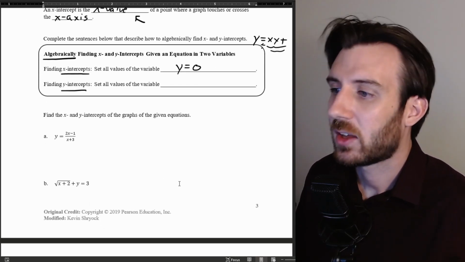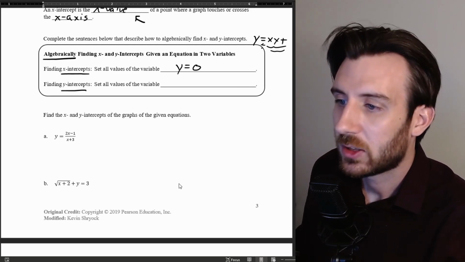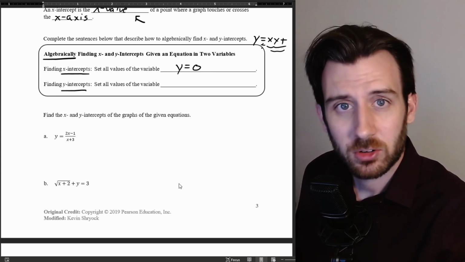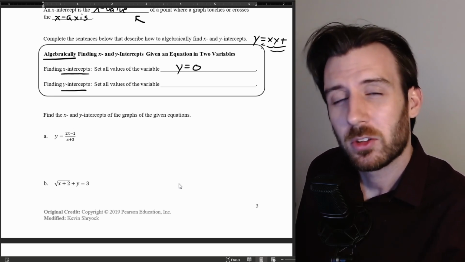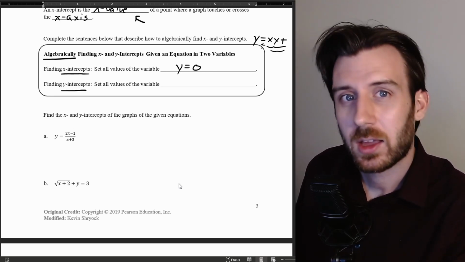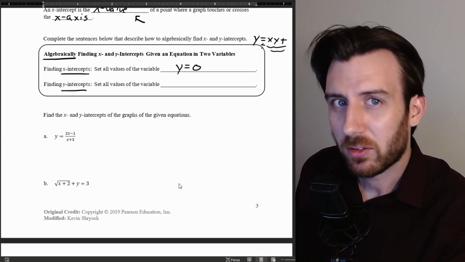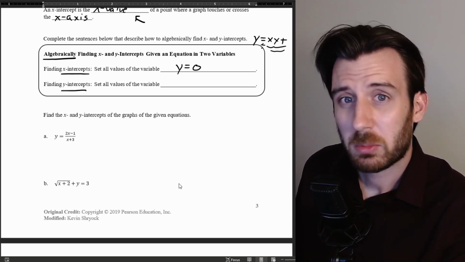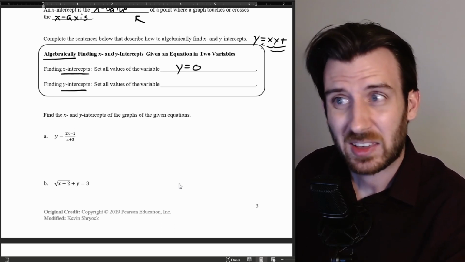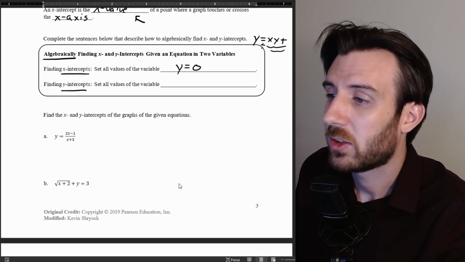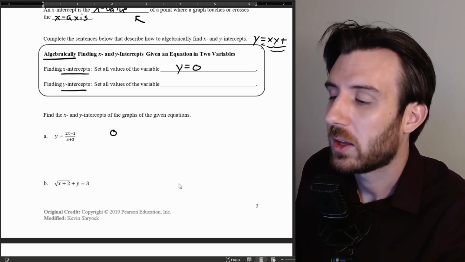All right, so let's now take a look down here. Let's find the x and y-intercepts of the graph of the given equations. I'm going to find the x-intercept first. So if I want to find the x-intercept, that means I want to figure out when is my curve crossing that horizontal axis. When is it kind of dropping below that floor, if you will? Well, if it's dropping below the floor, then I already know its height. It's got to be at 0. So if I'm trying to figure out the x-intercept, that's going to be when I set y equal to 0.